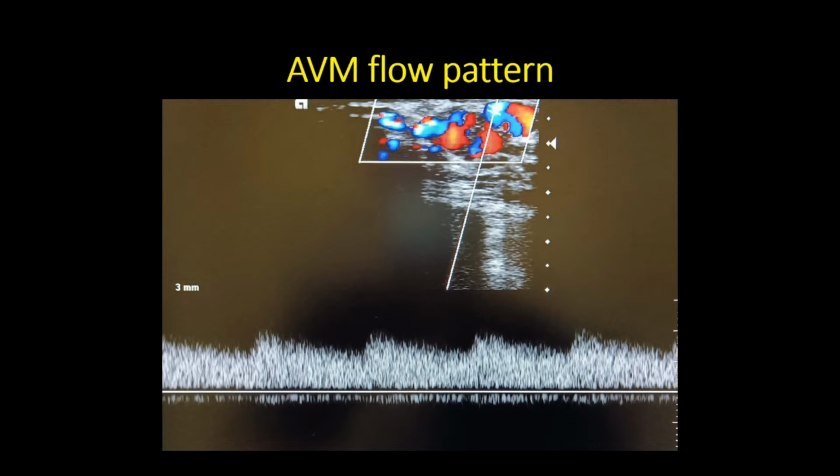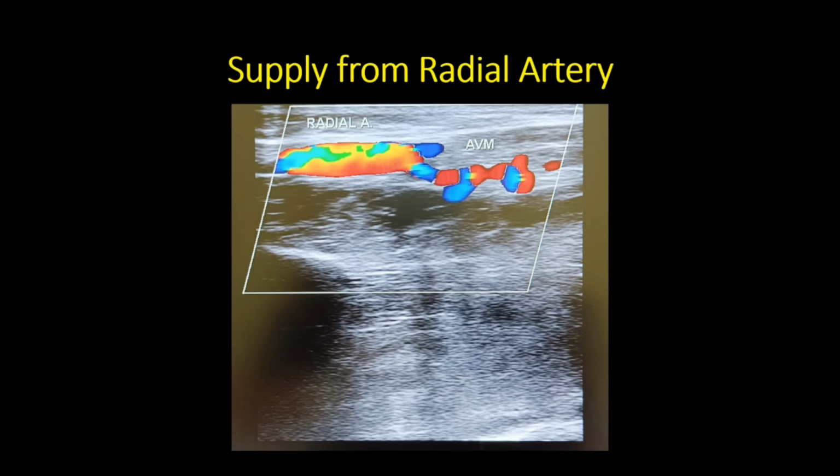These vessels showed a low resistance pattern of flow as is seen in this image. They were getting the supply from the radial and ulnar arteries, and they were draining into the deep veins of the forearm.